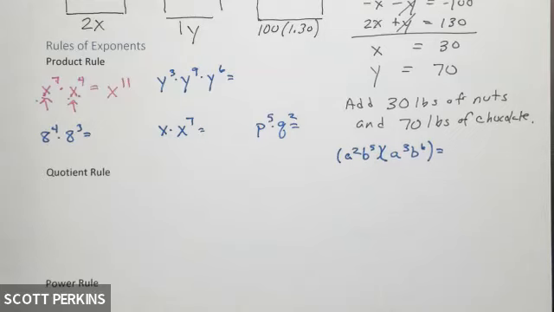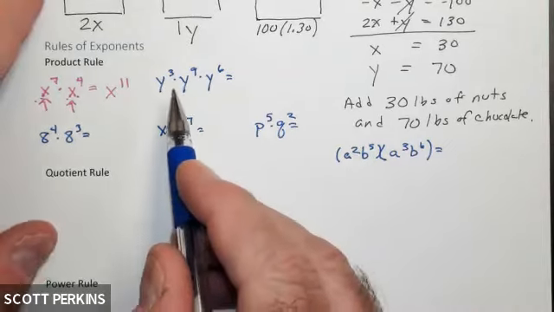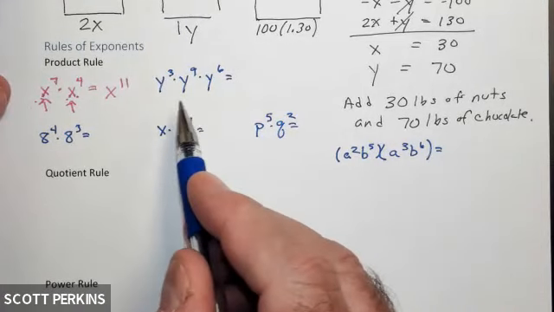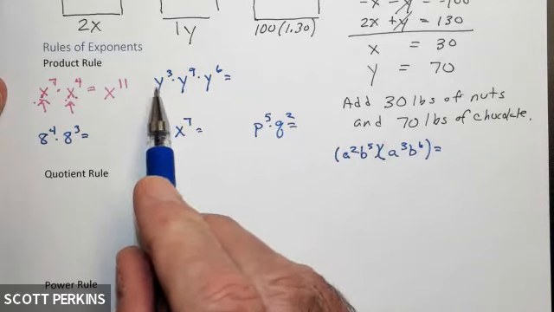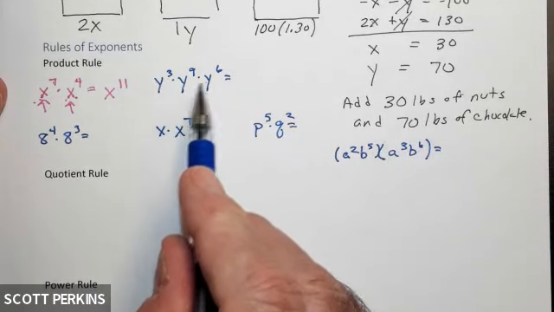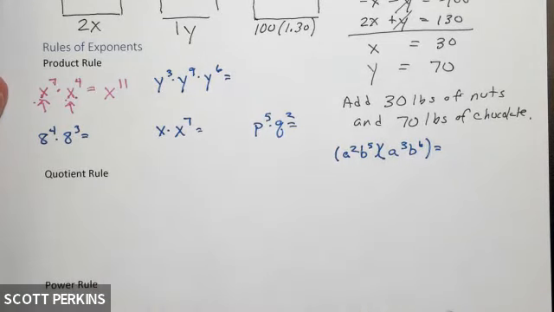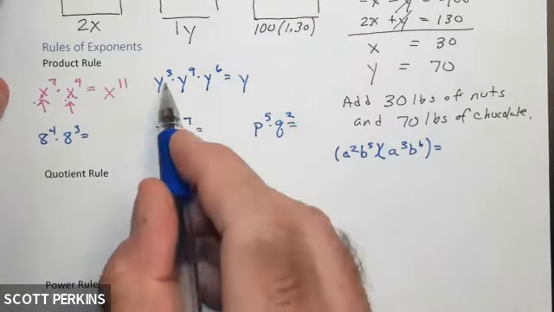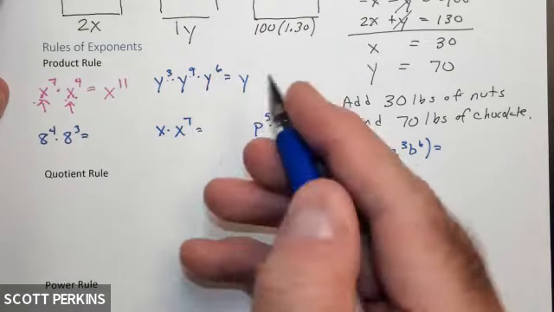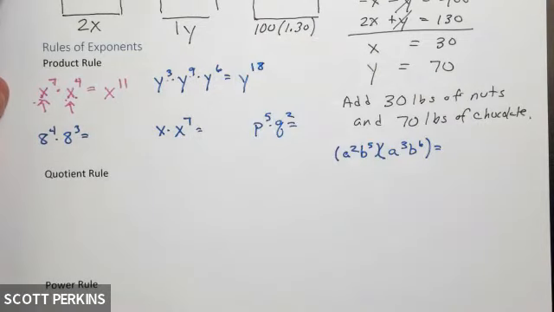All right, let's try this out. The first one, my intent here is, this is just a straightforward product rule problem, just so that you're getting your hands dirty doing this. So when I have y to the 3rd times y to the 9th times y to the 6th, what's the base of my answer going to be? Y. And what's the exponent going to be? Yep, 3 plus 9 is 12. 12 plus 6 is 18. So I have y to the 18th power.